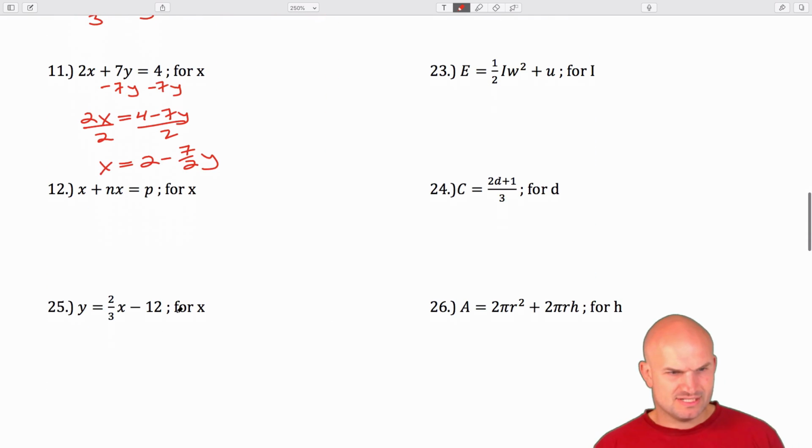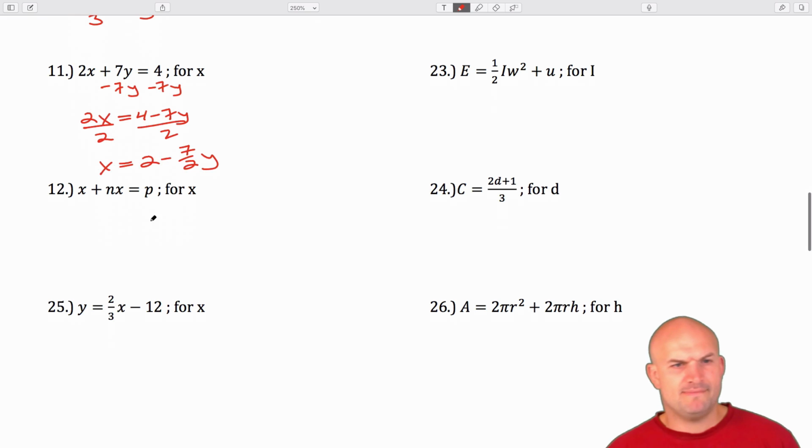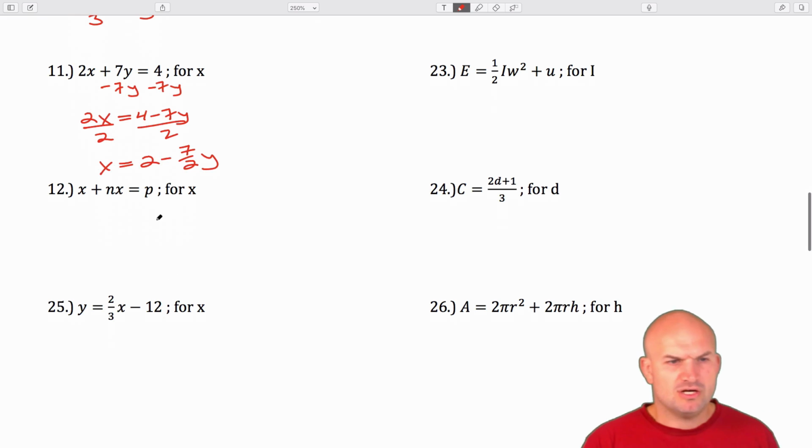I'll come back to this one. I want to do all the ones that only have one variable first. So I'm going to do the basic ones here first. So I'll come back to those.